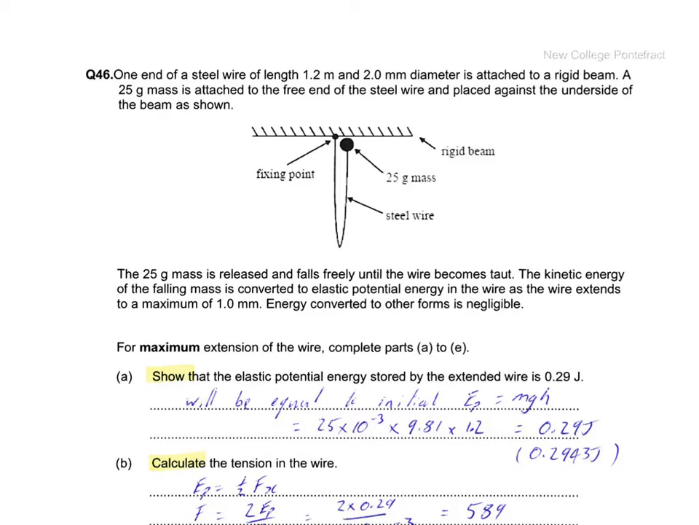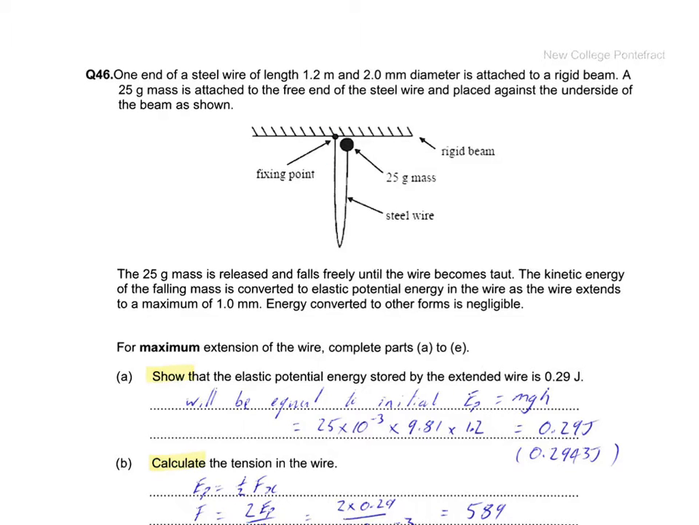And this is the Mechanics Homework Booklet question 46. So we've got a steel wire of that length and that diameter being attached to a rigid beam. A 25 gram mass is attached to the free end of the steel wire and placed against the underside of the beam as shown. Although actually the diagram is showing a gap, which never mind.